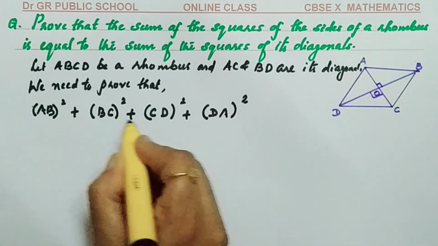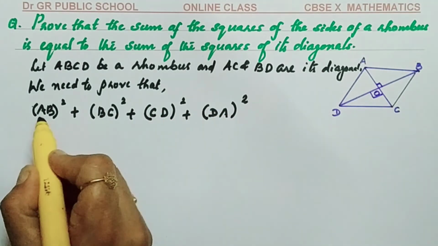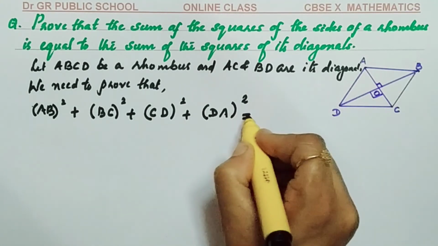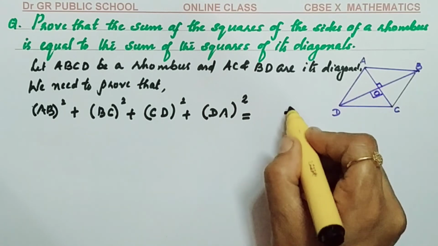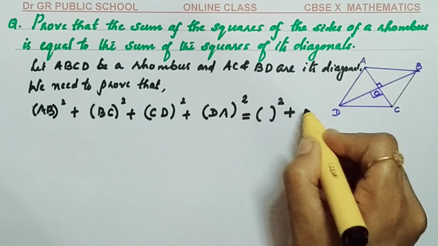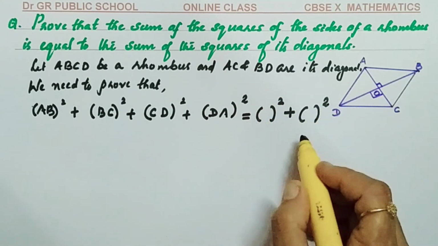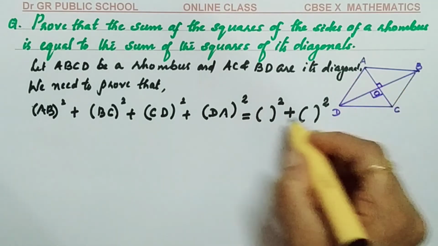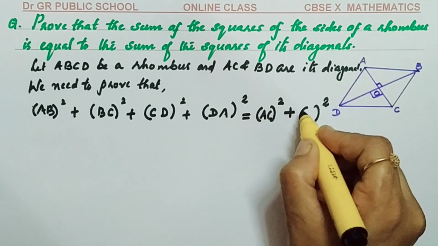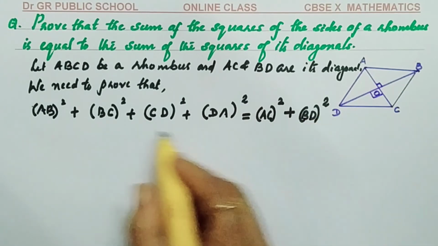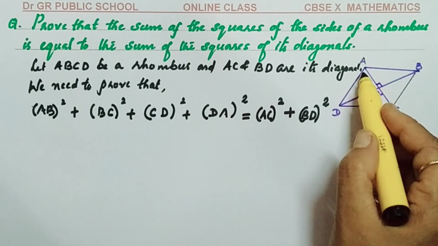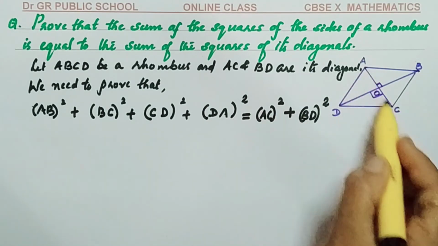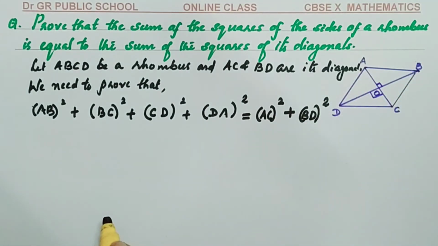Look at this one. Sum of the squares of the sides is equal to sum of the squares of its diagonals. Which are the diagonals? AC and BD. So, AC square plus BD square. So, what we want to prove? AB square plus BC square plus CD square plus DA square equal to AC square plus BD square. A very important question.